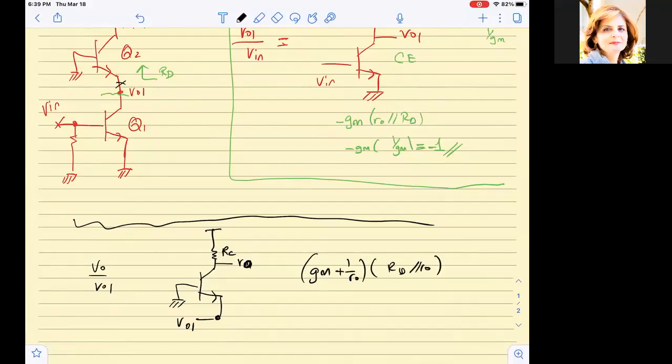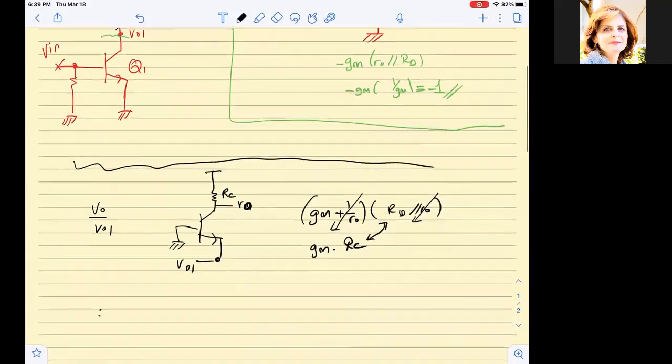If RO tends to infinity, this will go away and this will go away. So we get GM times RC, because RD is RC here. Okay, so the gain becomes minus 1 times GM times RC. Therefore VO over Vn becomes equal to minus 1 times GM times RC.